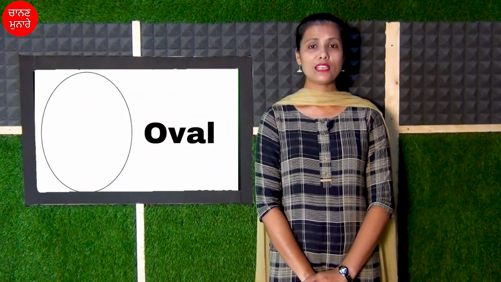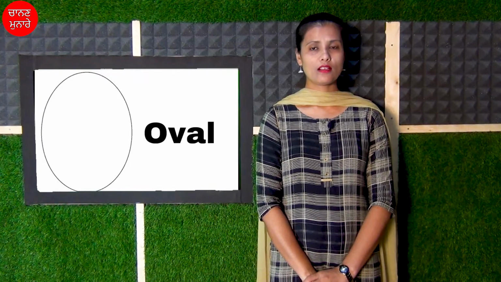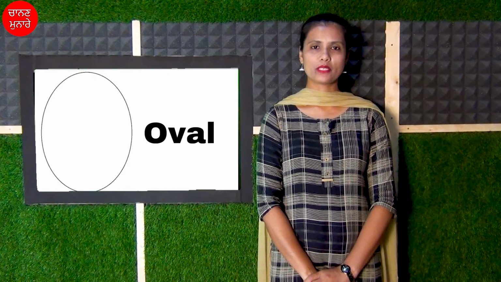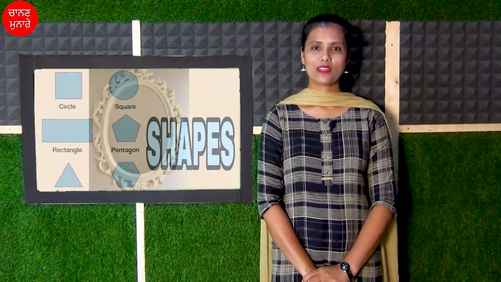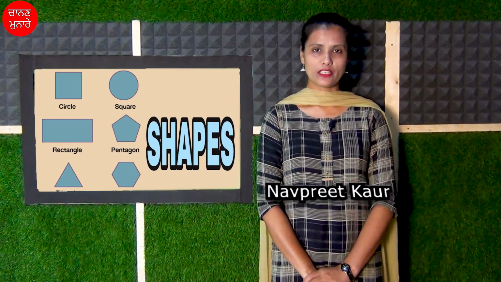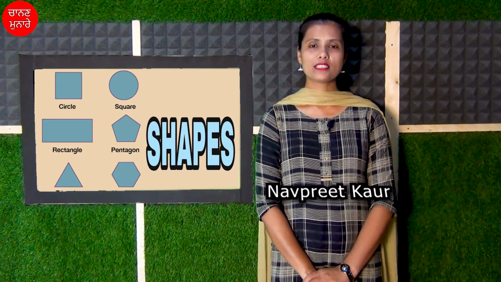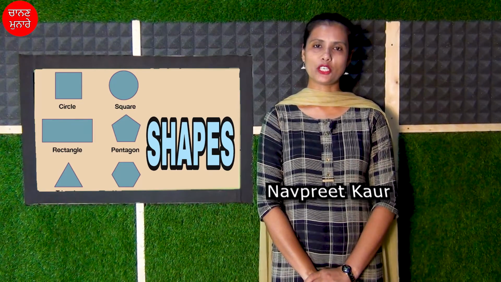Oval is any curve that looks like an egg or an ellipse. Let's take some examples. An oval-shaped table, balloon, mirror. These are two-dimensional figures. In the next class, we'll study about the three-dimensional shapes.